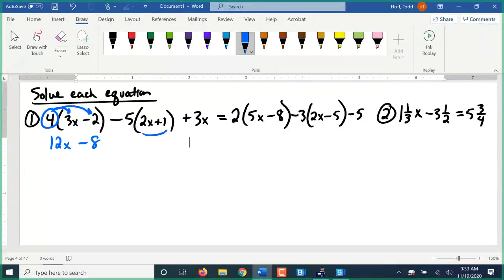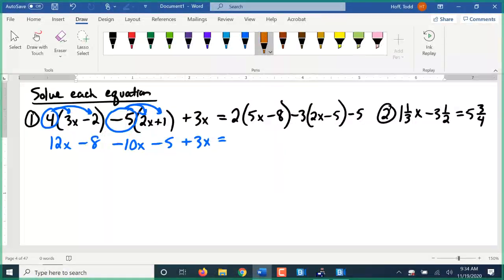Next set of parentheses here, once again, there's nothing we can do inside there. 2x and a positive 1 cannot be combined. So we're going to multiply, and here's where we have to be careful. We're multiplying by a negative 5. Negative 5 times 2x is a negative 10x. And negative 5 times 1 is a negative 5. The 3x over here is not in any parentheses, so it does not get multiplied, but it's still there.